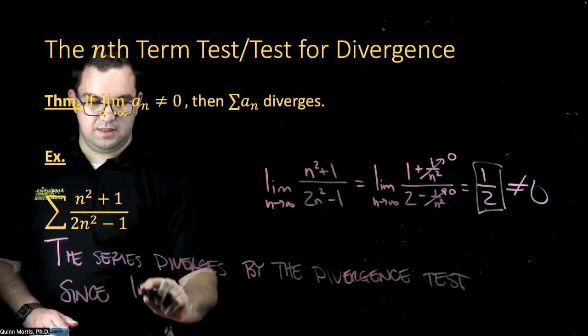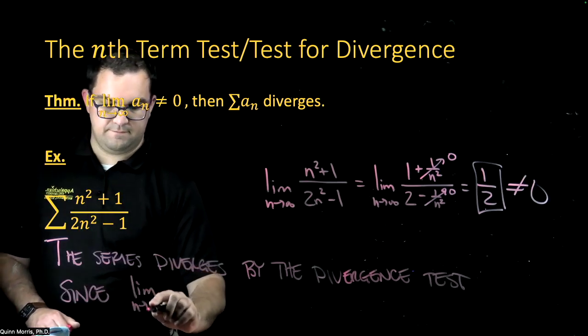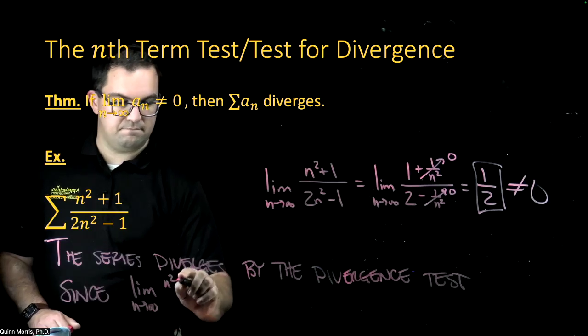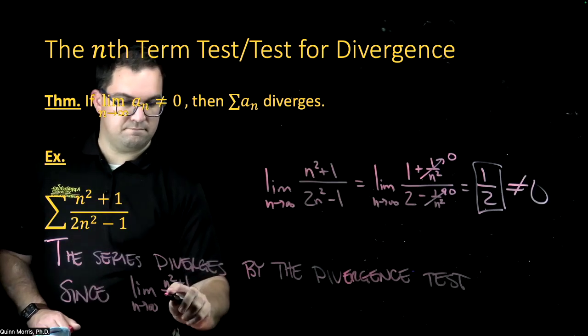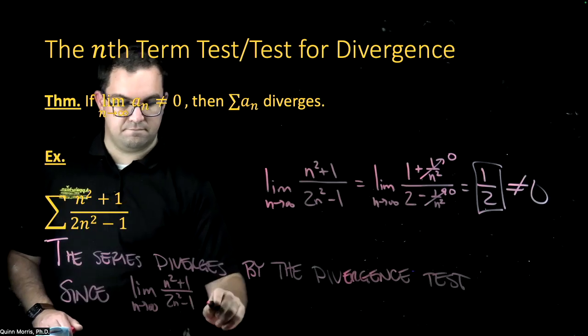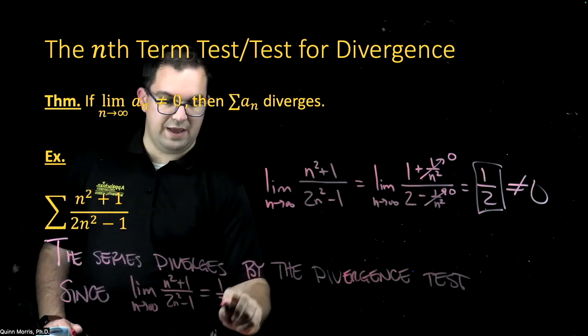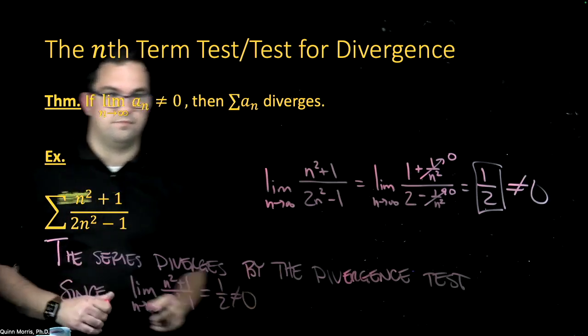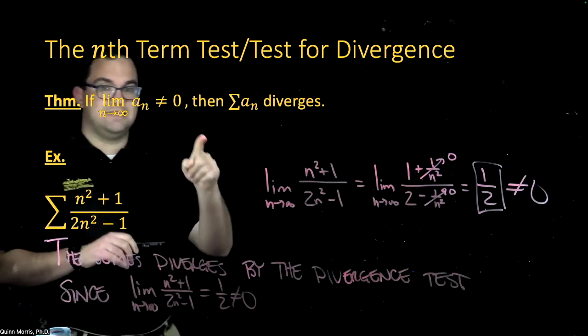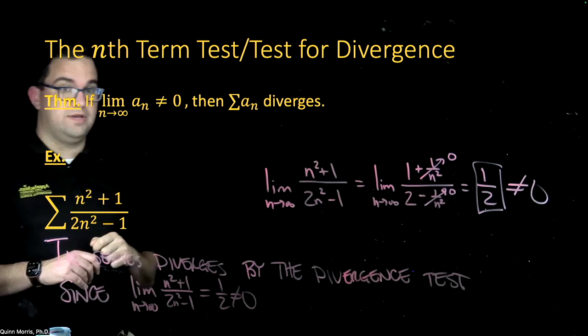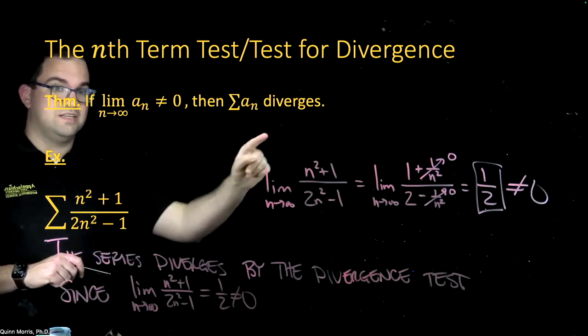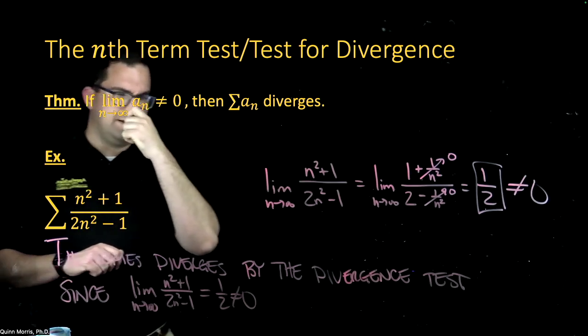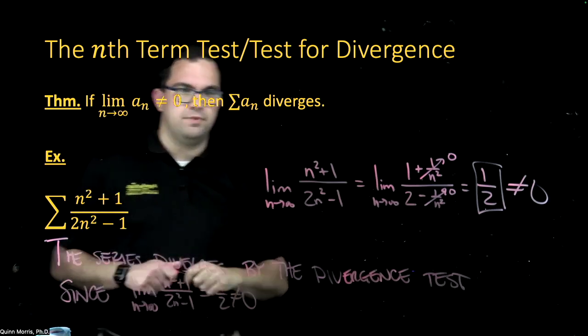Since the limit of the terms is equal to 1/2, which is not 0. Okay. So again, what this test says is if you take the limit of your terms and you get something that's not 0, then the series must diverge.